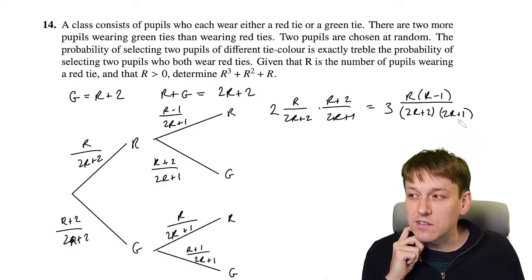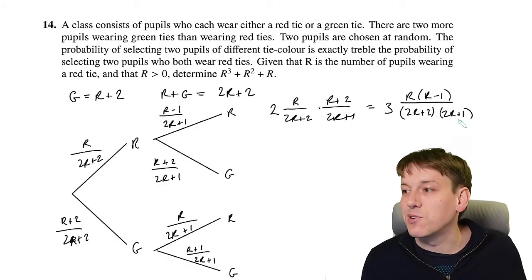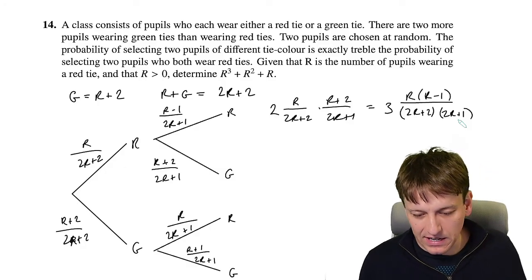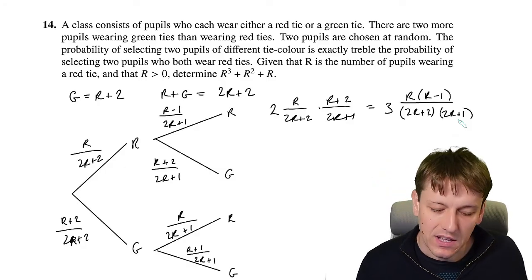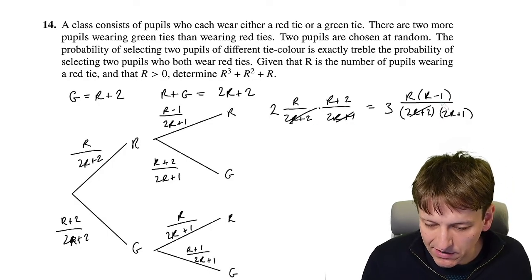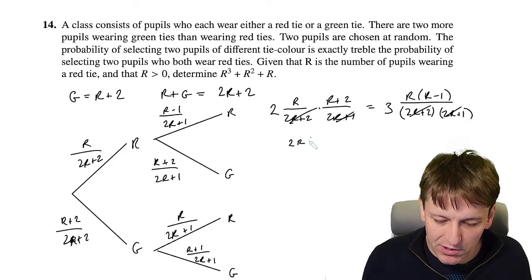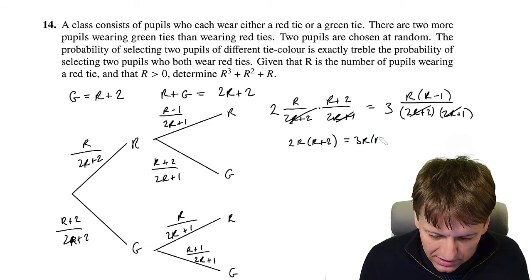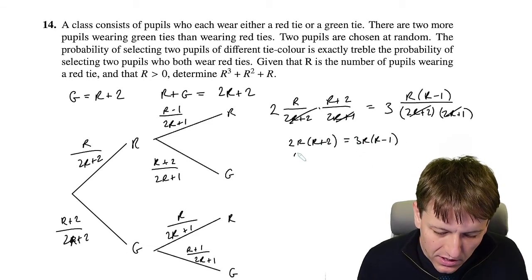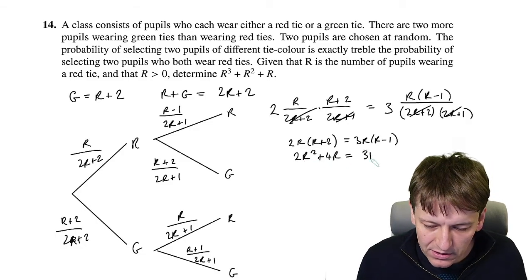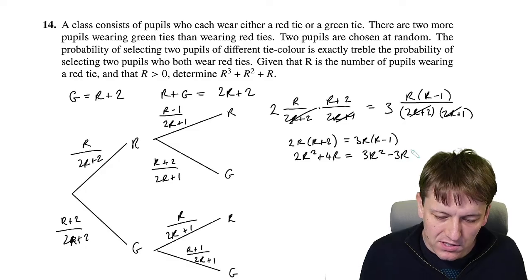And again, with some experience, you might have known here that all the denominators were ultimately going to cancel out, but fine to just write it down this way as well. So if I multiply both sides by the denominators, I'm going to clear out all of this, and I'm just going to be left with 2r(r plus 2) equals 3r times (r minus 1). So now multiplying out, I get 2r squared plus 4r equals 3r squared minus 3r.